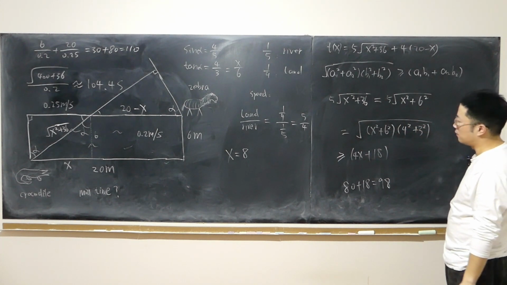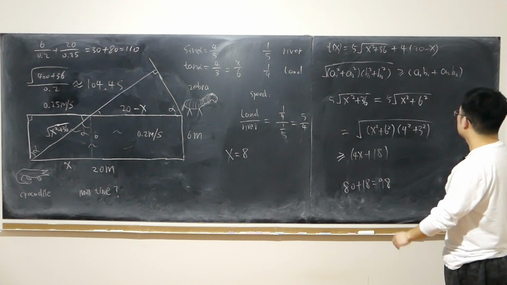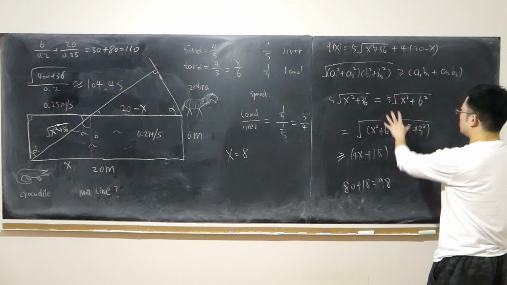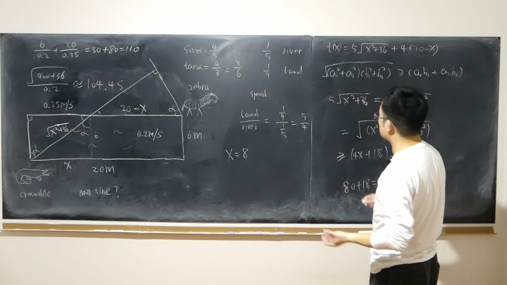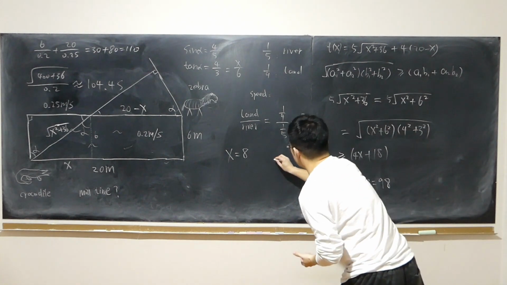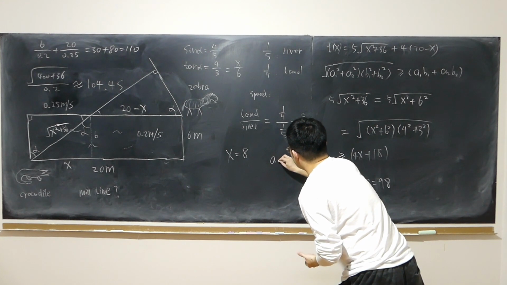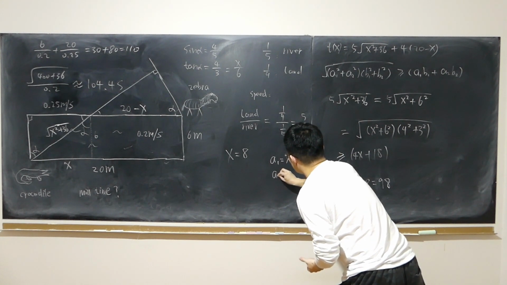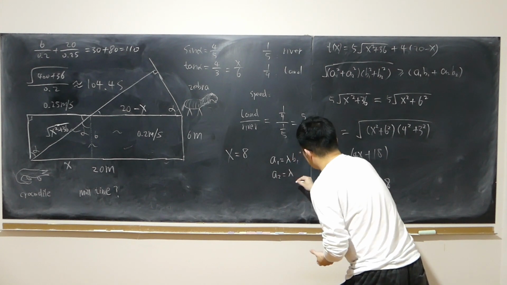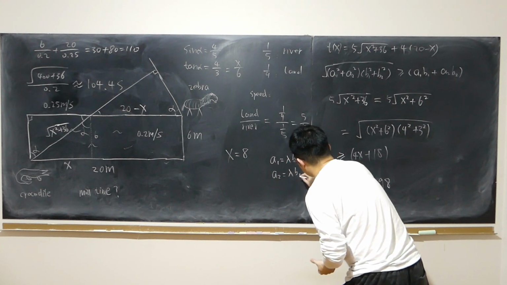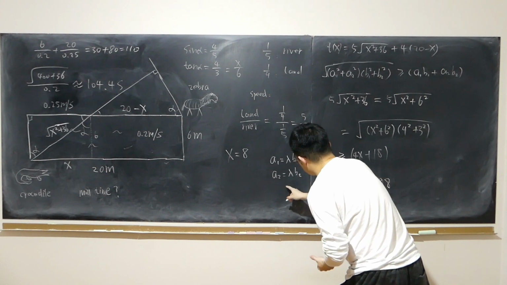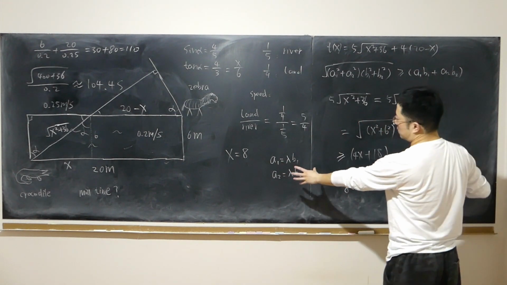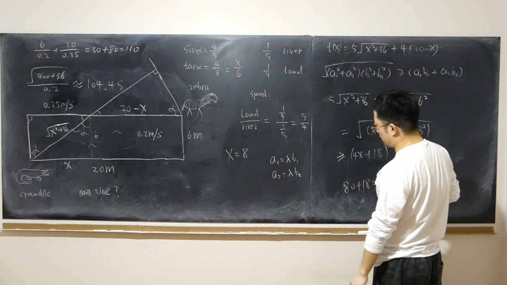So when does the equal sign happen? The Cauchy inequality tells us the equal sign happens if and only if the pairs of numbers have exactly the same ratio. So in other words, it happens only when A1 is equal to lambda times B1, A2 is equal to the same lambda times B2, so on and so forth, right? So An is equal to lambda times Bn. But since we only have two pairs of numbers, this is already enough.